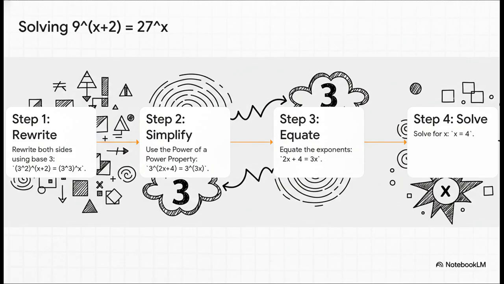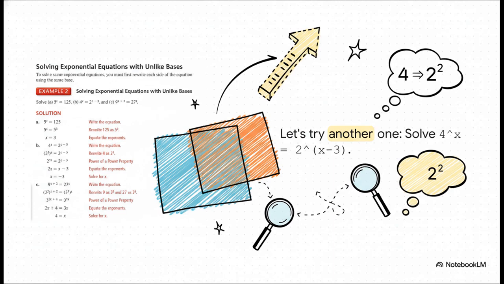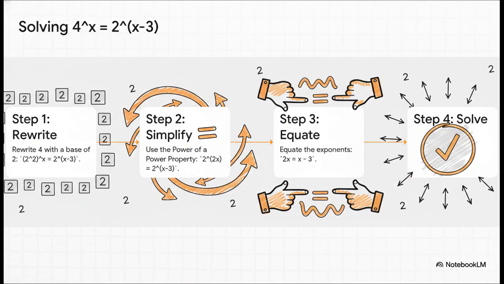x equals 4. Okay, let's do one more like that just to make sure it really sinks in. We've got 4 to the power of x equals 2 to the power of x minus 3. Once again, the bases are different. We have a 4 and a 2, but can we find a common base? Of course we can. 4 is just 2 squared. So we rewrite the left side of the equation.